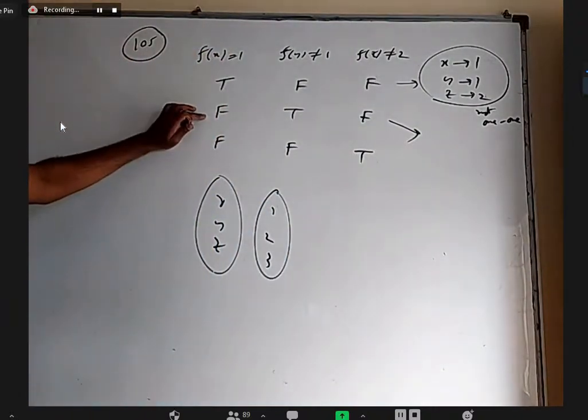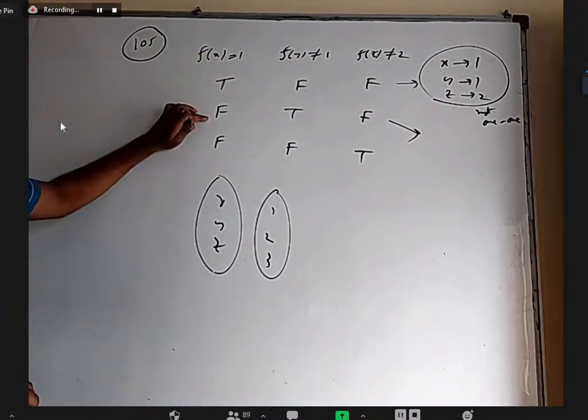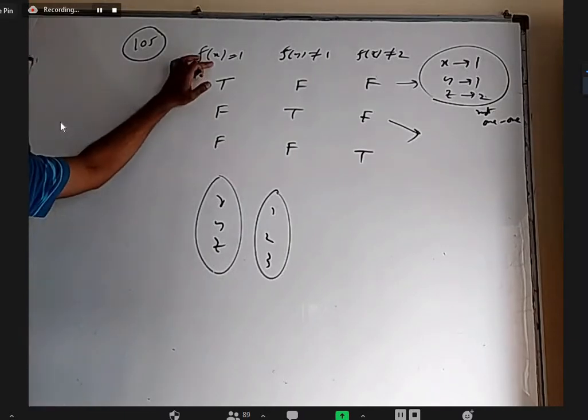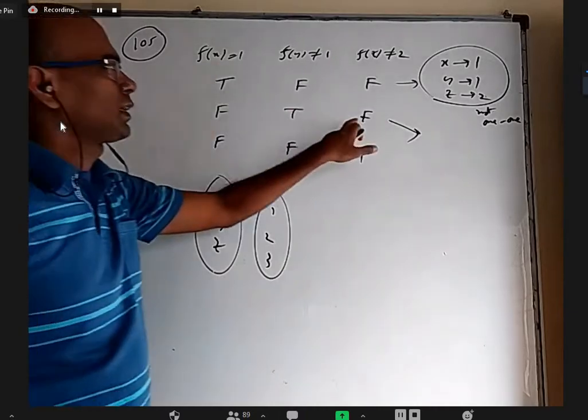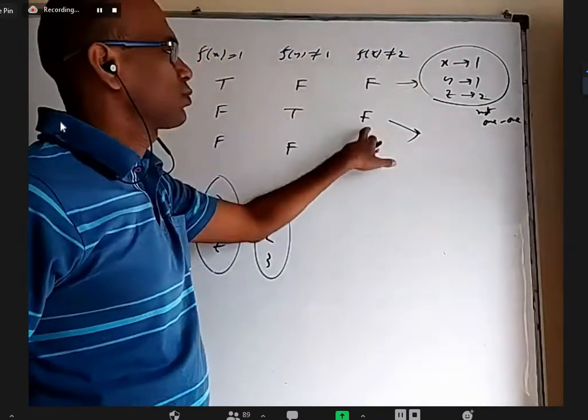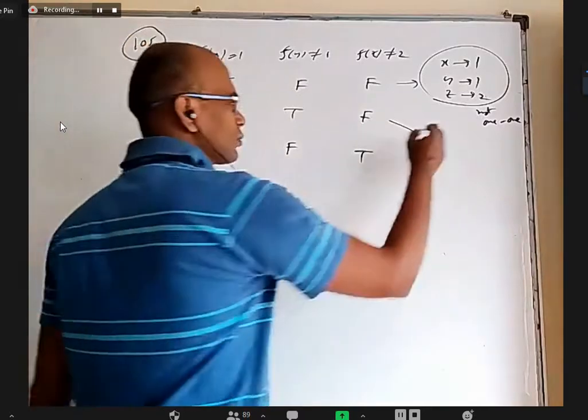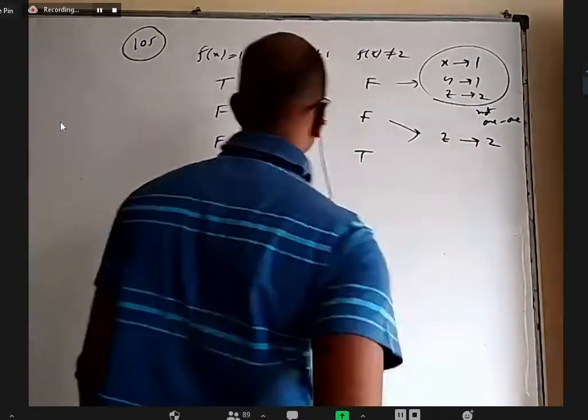F of x equal to 1 is false. That means x cannot be connected to 1. X can be connected to 2 or 3. We'll come to that. Let us see this one first. F of z not equal to 2 is false, means what is correct is f of z equal to 2. So definitely z is connected to 2.